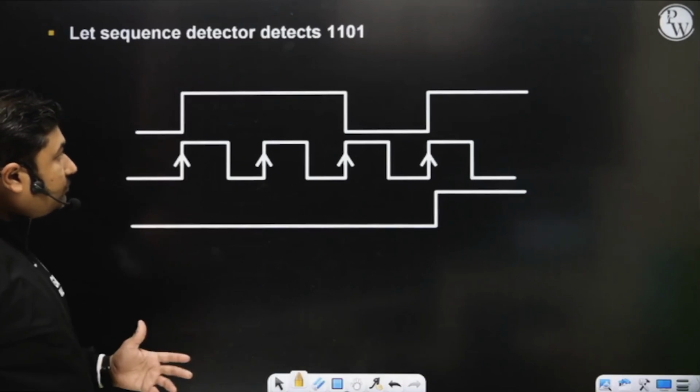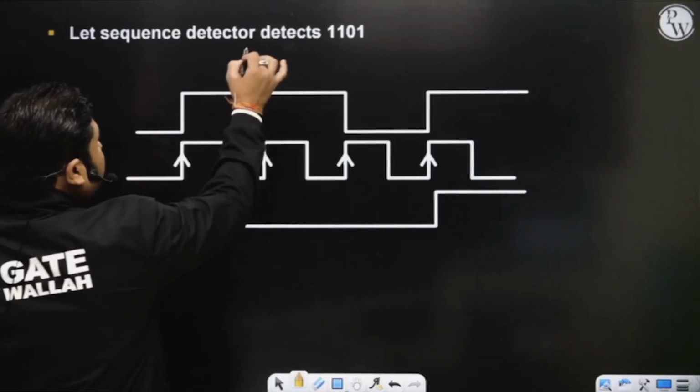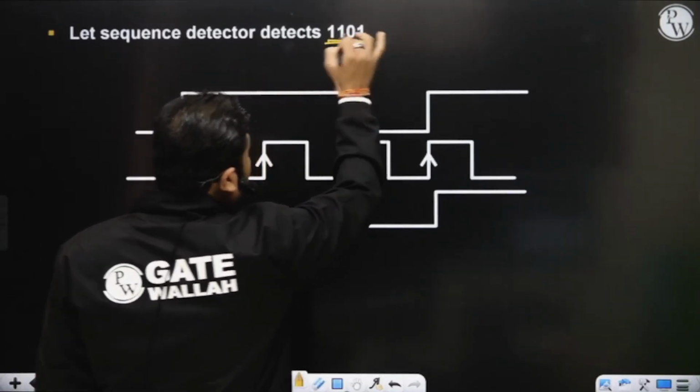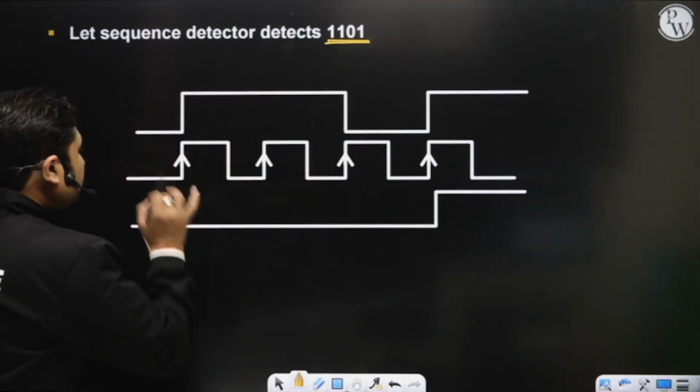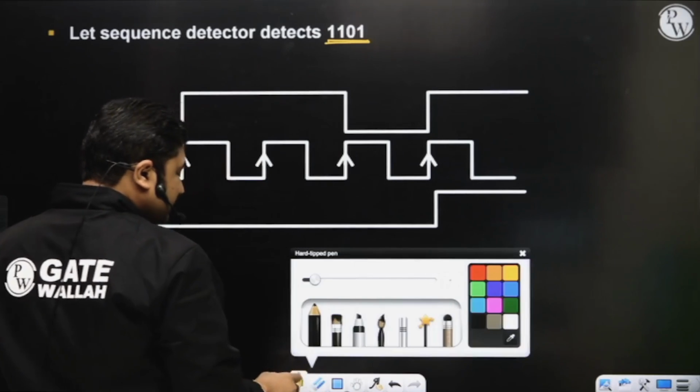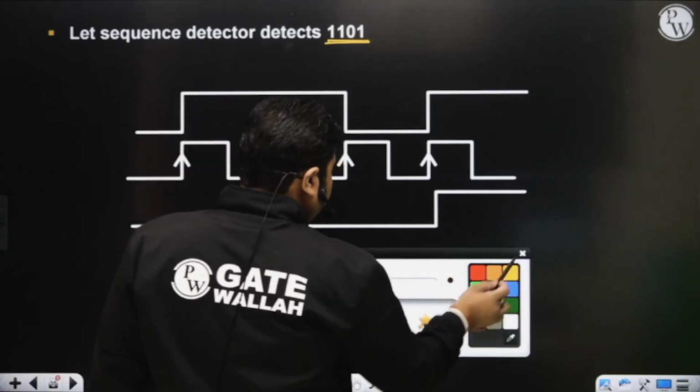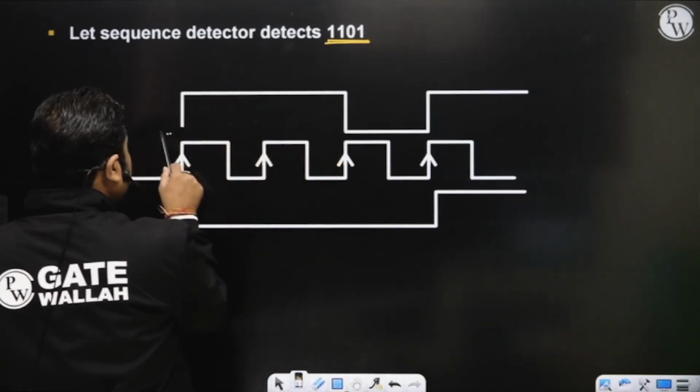Okay, sir. Let us suppose we need to detect a sequence 1101. Please observe here. We need to detect a sequence 1101.